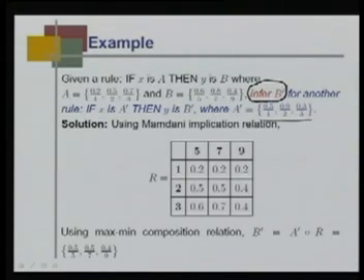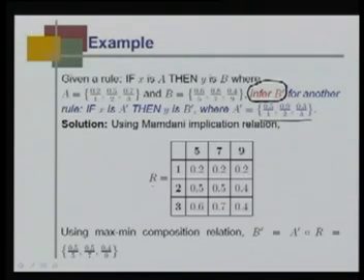Similarly, 1 is associated with 0.2, 9 is associated with 0.4. So, from 1 to 9, the minimum membership is 0.2. Similarly, you can see that from 2 to all the elements 5, 7, 9, the minimums are 0.5, 0.5 and 0.4. Similarly, from 3 to 5, 7, 9, we have 0.6, 0.7 and 0.4. These are the minimum fuzzy memberships between an element in X in A to an element in B. That is how we compute the relational matrix.